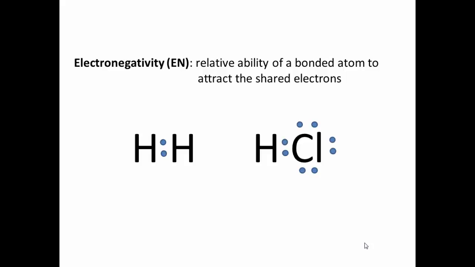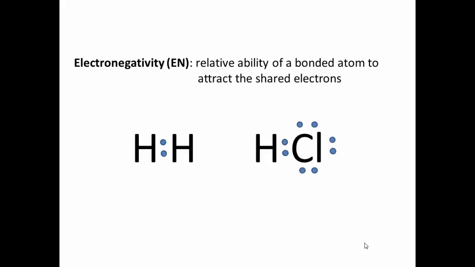In the first bond, since both atoms are of the same element, they share the same ability to attract the shared electrons. They have the same electronegativity, so those electrons are going to be shared evenly. If we look at the second bond between hydrogen and chlorine, chlorine actually has an ability to draw those shared electrons towards it more than hydrogen can. We say it has a greater electronegativity, and it gives us what's called a polar bond.